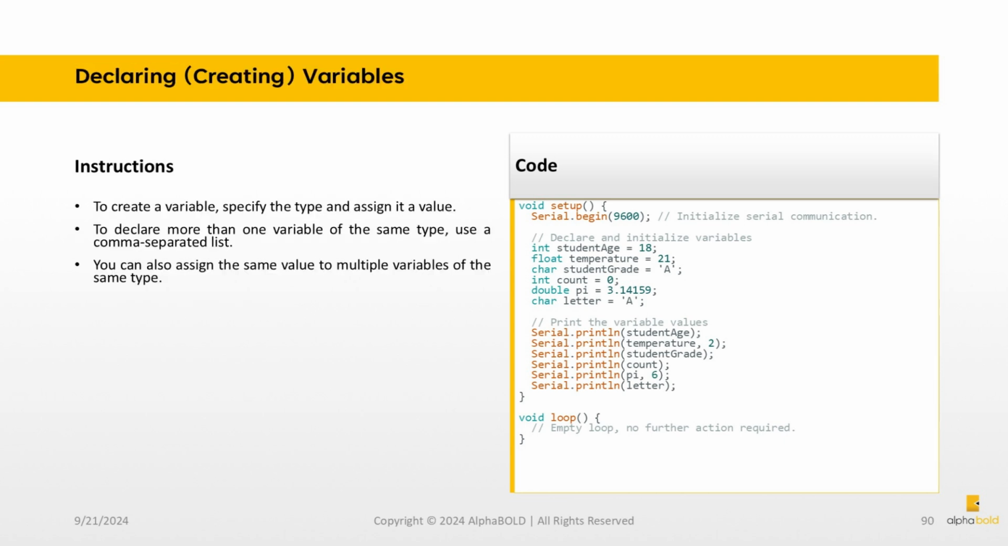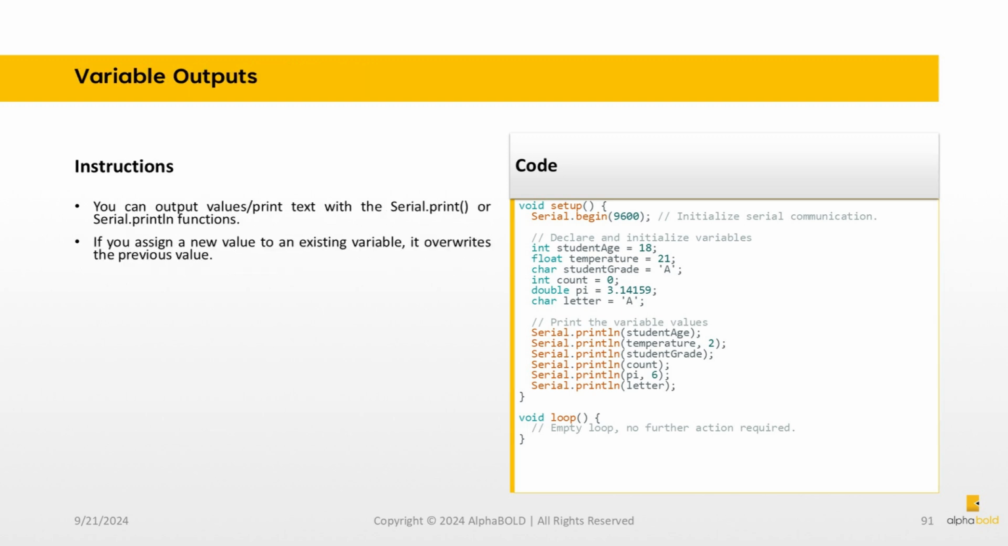To create a variable, specify the type and assign it a value. To declare more than one variable of the same type, use a comma-separated list. You can also assign the same value to multiple variables of the same type. You can output values or print text with the Serial.print or Serial.println functions. If you assign a new value to an existing variable, it overwrites the previous value.